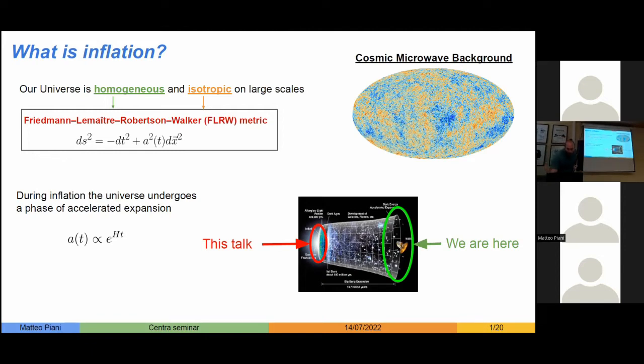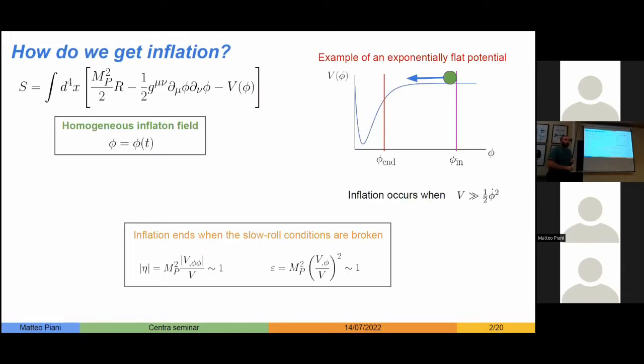So the question now is, how do we get inflation? The most successful model so far is what we call single field slow roll inflation. So we have a scalar field with just a kinetic term and a potential, and it is minimally coupled to gravity. Usually what we are looking for is a potential of this kind, so something that has a minimum, but has a very flat region.